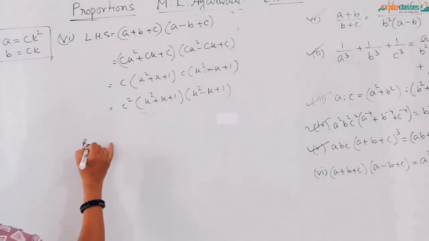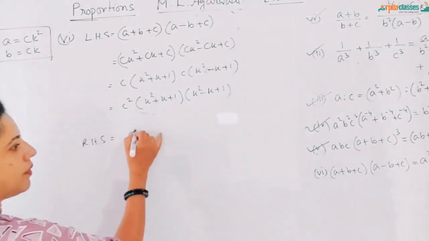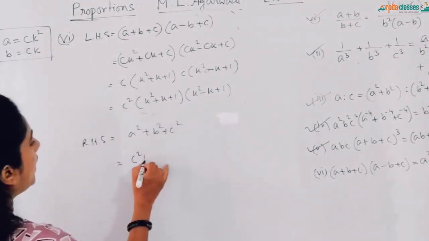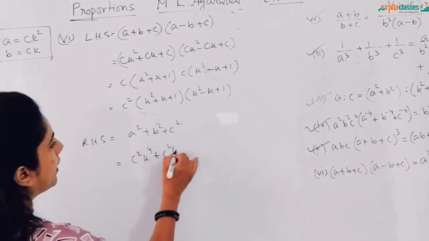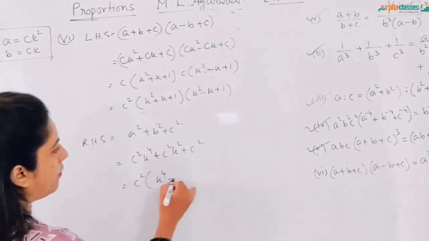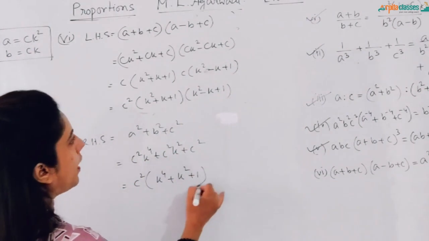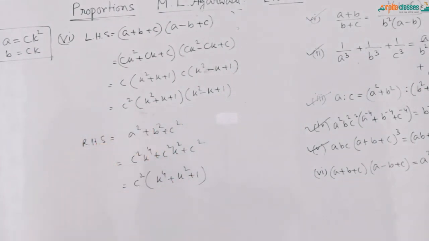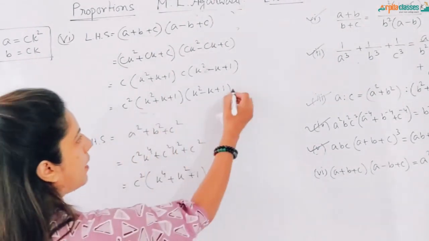Let us see what we are getting from the right hand side. We have a square plus b square plus c square, which is c square k to the power 4 plus c square k square plus c square. So if I take c square common, it is k to the power 4 plus k square plus 1. That means here we need to do something so that we get this thing. So let us solve this further.